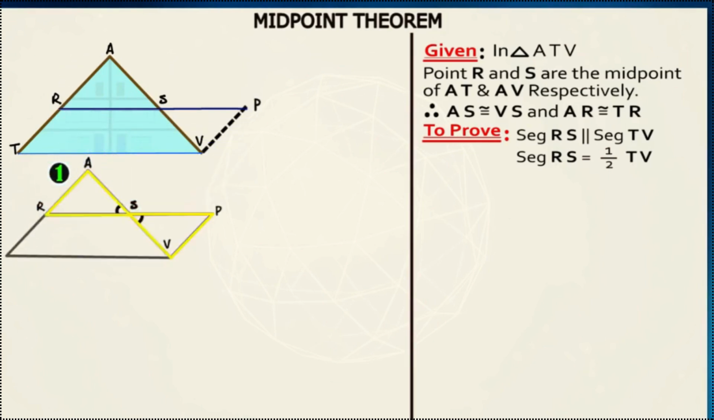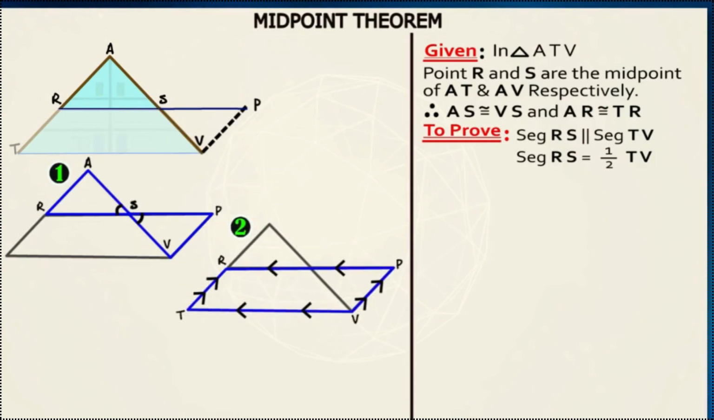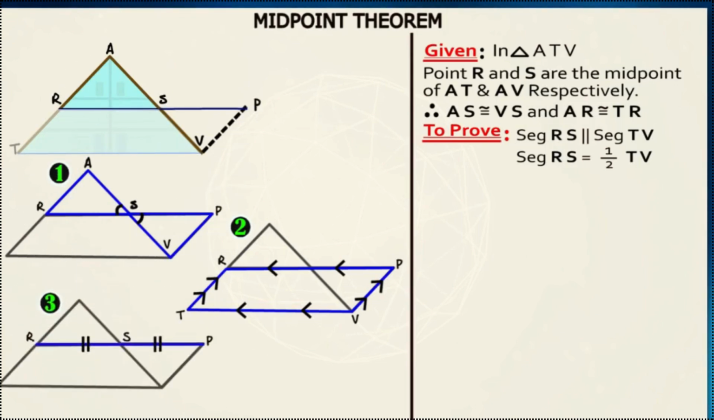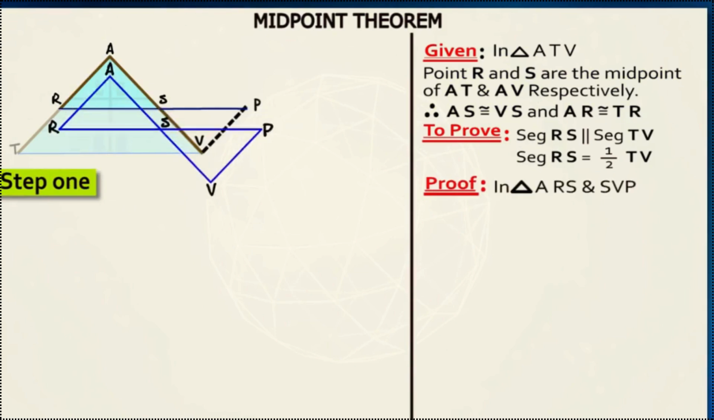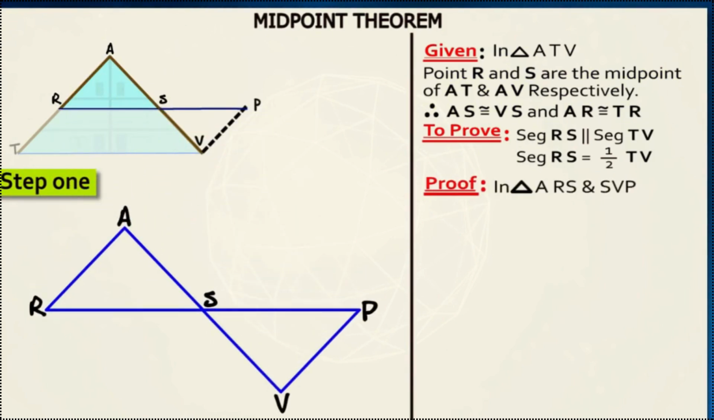Now we can prove everything in 3 simple steps. Step number 1: we'll prove the two triangles are congruent. In the second step, we'll prove that the quadrilateral RTVP is a parallelogram. And finally, we'll prove that RS is equal to SP. So without wasting any time, let's move to step number 1. First of all, we'll take both the triangles for comparison.